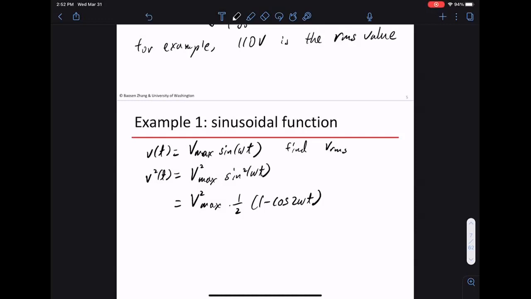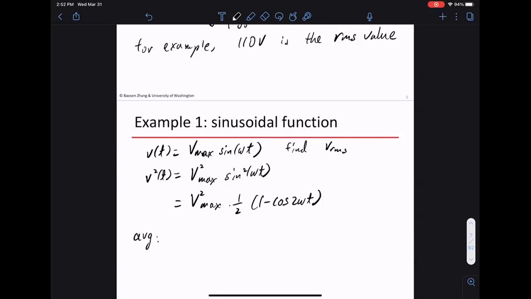There are lots of them, and the others you can look up, but for this class this one is required to know, because we often integrate sine squared. So if we know this trig identity, then we can compute the average.